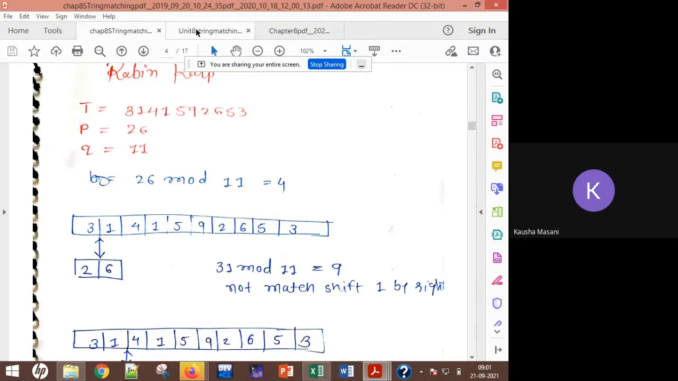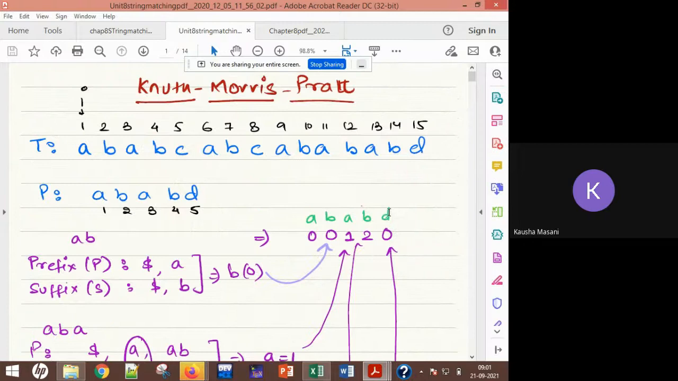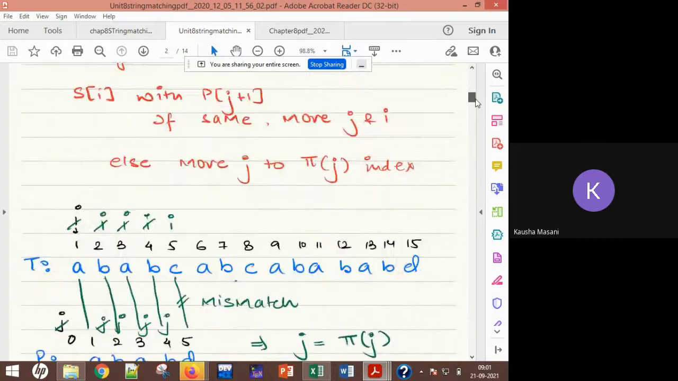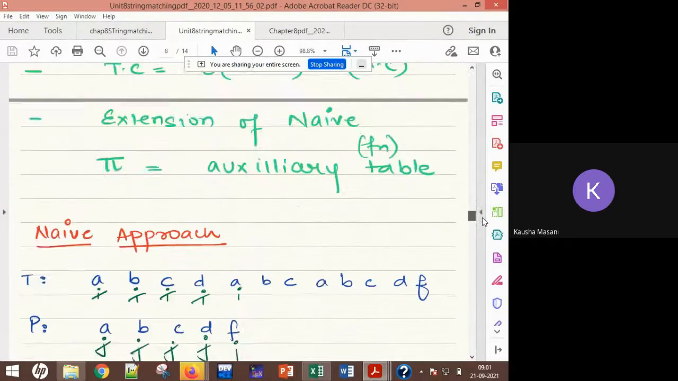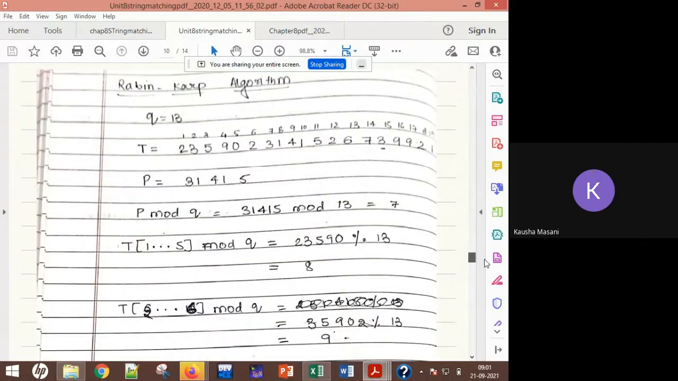And I think you must be aware of it also, you must not be new. This is one set of notes of the same chapter number 8. There also you will find Rabin Karp. See here, again there is another example, but things are going to be the same. Okay, P mod Q. So the pattern mod Q is taken and the mod values we are going to compare. It is going to remain the same, just the examples will change.